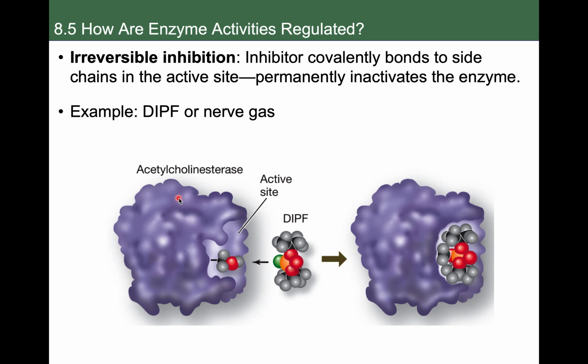Here's an example of irreversible inhibition. This particular example, the inhibitor is this molecule called DIPF, which is the active component of nerve gas. And it will irreversibly inhibit this enzyme called acetylcholinesterase. And you may or may not have encountered this one in a past biology class. But the job of this enzyme is to normally bind to its substrate, which is a neurotransmitter that would stimulate muscle contraction.